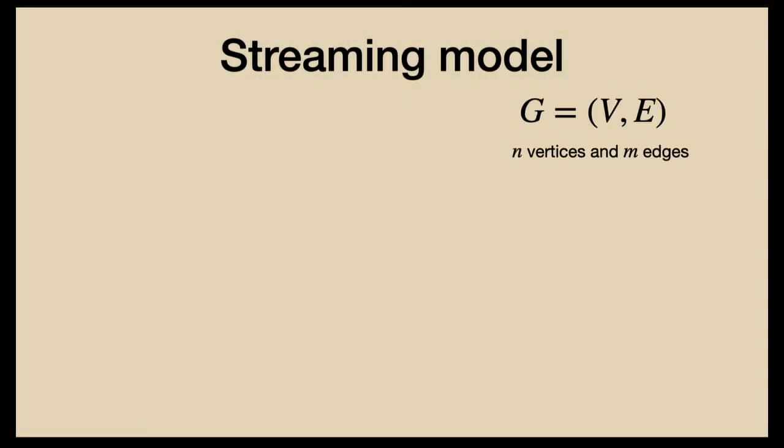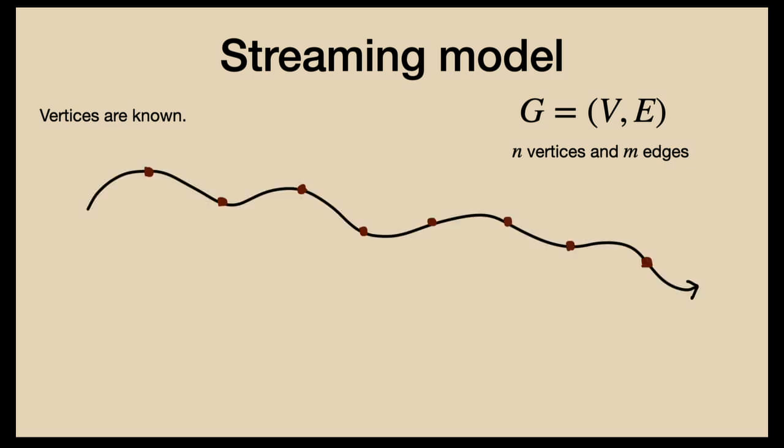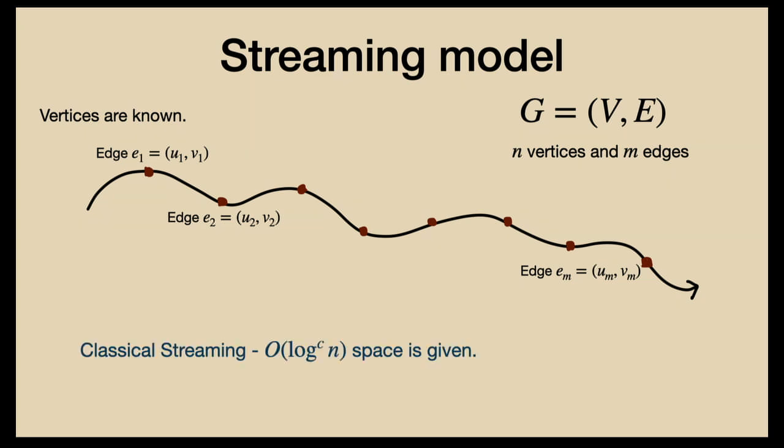Let me define the streaming model first. Here, we have a graph with n vertices and m edges. What we know here is the vertex set already. We don't know the edge set. And how is this edge set given to us? The edges are going to appear one by one. So first edge E1 appears, then edge E2, then edge E3, and so on all the way till edge EM. The issue is we don't have a lot of space to store all of these edges. We only have polylog n space, and we want to process this graph in this limited space. So this is the model we're going to start out with.